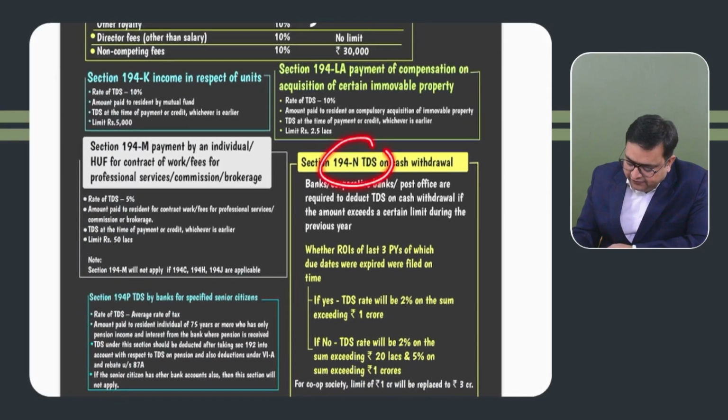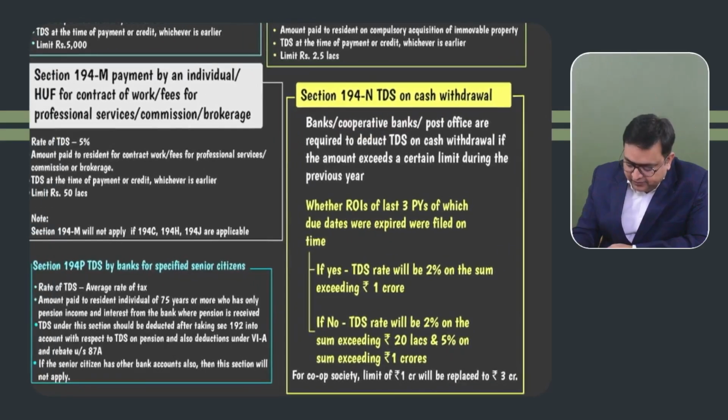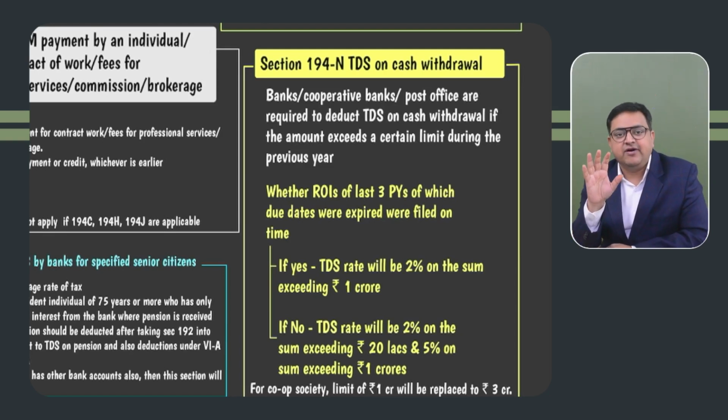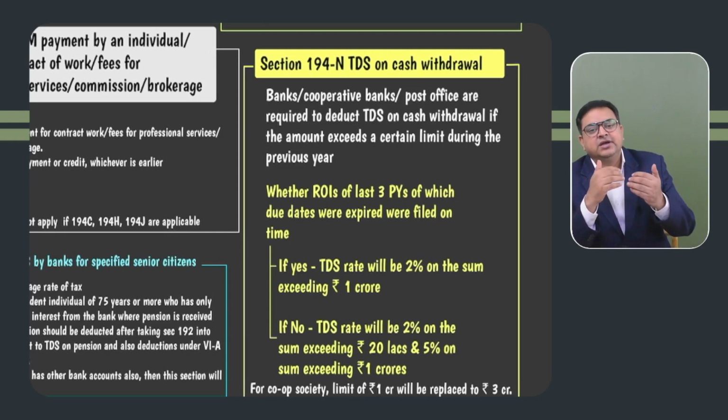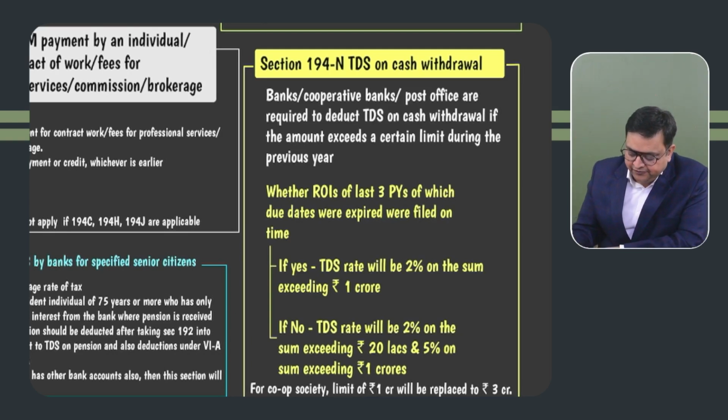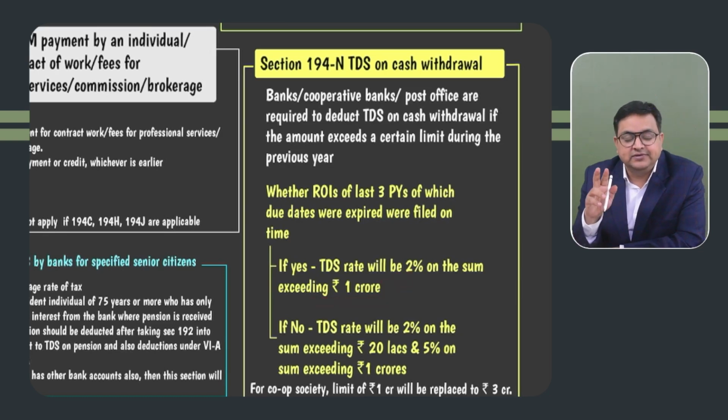194N, an important section. The deductor would be a bank, cooperative bank, or post office, where we have a bank account and we are withdrawing more than, generally, 1 crore in cash, then TDS will be deducted at a rate of 2%. So if we are withdrawing more than 1 crore rupees, then TDS will be deducted at 2%. Please remember, in excess of 1 crore.